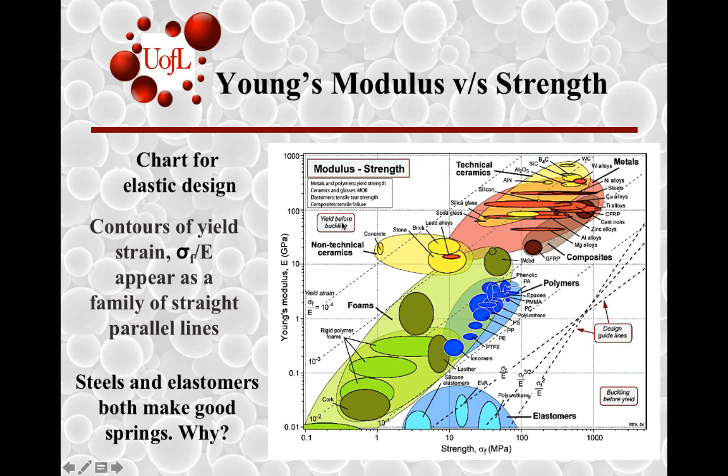But basically, at this region on the top left of the plot, you have yield occurring before buckling, and in the bottom you have buckling happening before yield. So a question to look at is, if you want to make springs, steels and elastomers are both good for that purpose. Right? Two completely different material characteristics, material properties. Why do both of them end up being good candidates? Something to think about, and we'll revisit that over time.